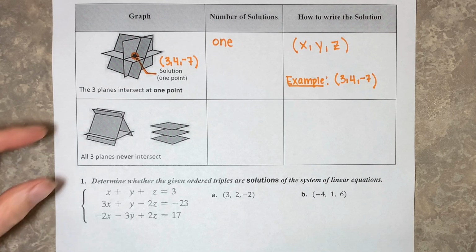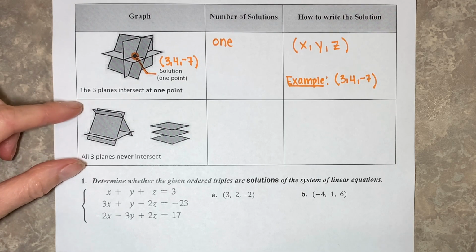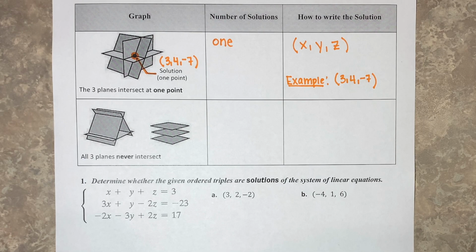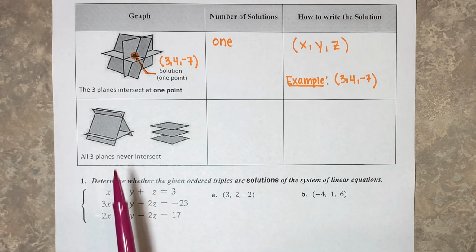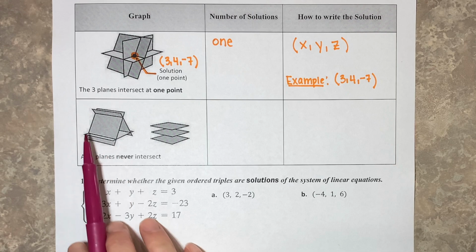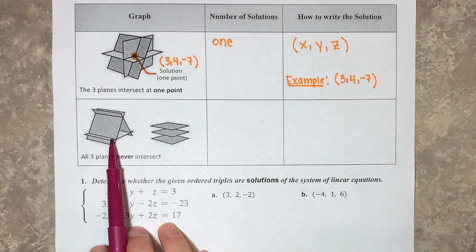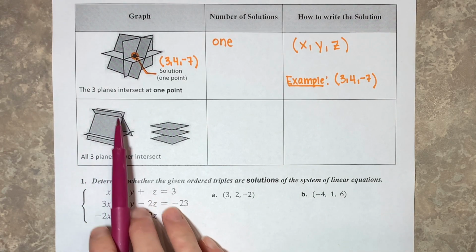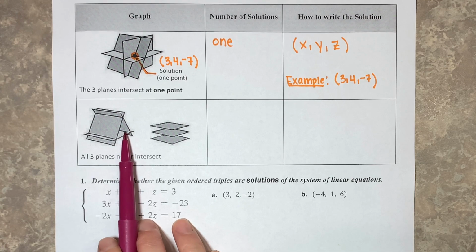Now, the next case that we're going to look at is this case that's shown here. When you're solving a system involving three equations, your solution is the point where all three of those equations intersect. For this picture here, we see that there is no point where all three planes intersect together. Here, only two of the planes intersect. Here, only two of the planes intersect. And here, only two of the planes intersect.